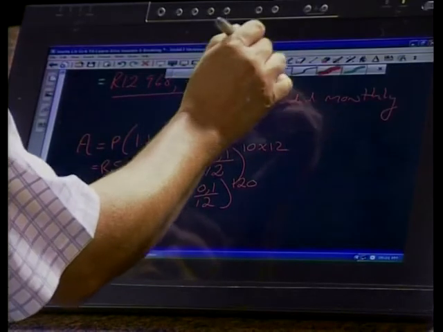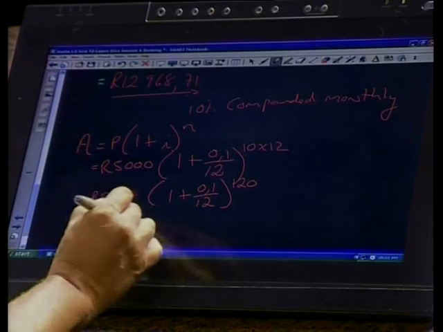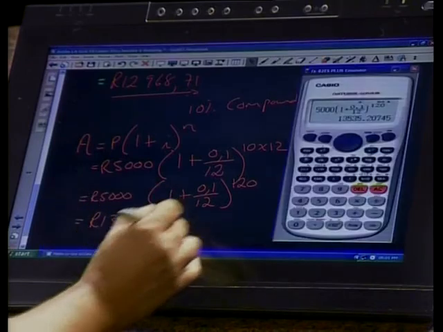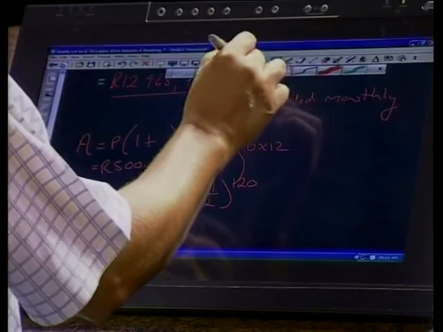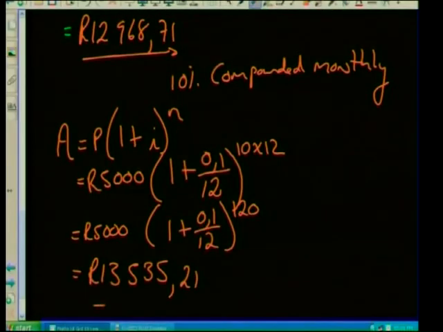In total, I've earned 13,535. 13,535 Rand and how many cents? And 21 cents, comma, 21 cents. Sure. So, maybe it's better to earn money, interest monthly than yearly. All right. What happens if the bank says we're going to calculate your interest daily? Now we're talking about a good sum.